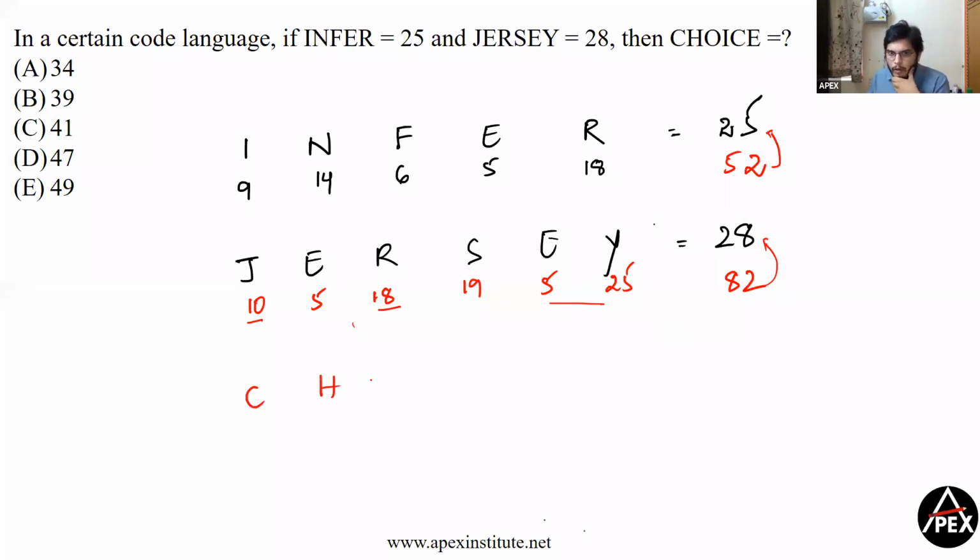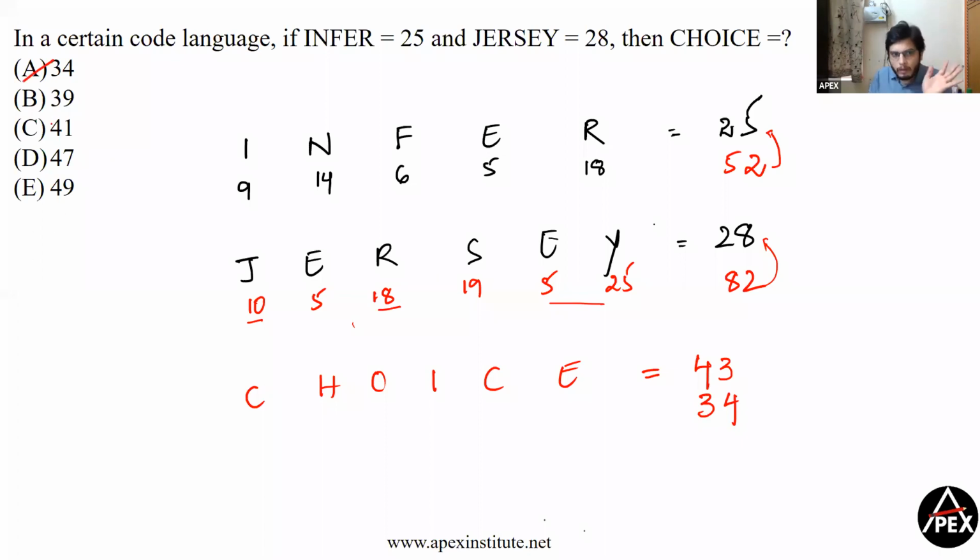What is the sum of all the numbers corresponding to alphabets of choice? Can someone tell me that? 43. Okay. So don't, in the options, luckily, you do not have 43 here. So if you have 43, don't mark 43 as the answer. You should reverse them. So the answer will be 34.